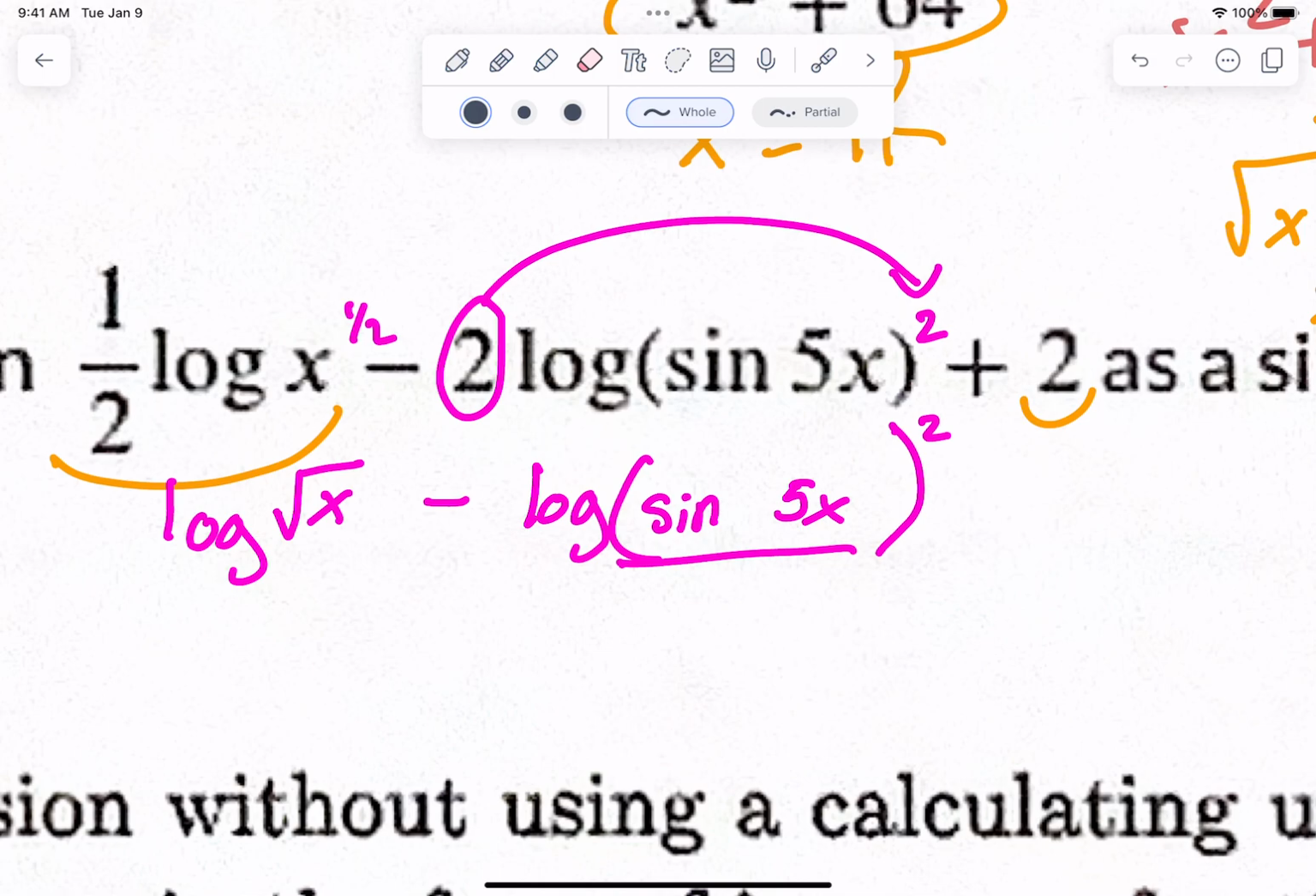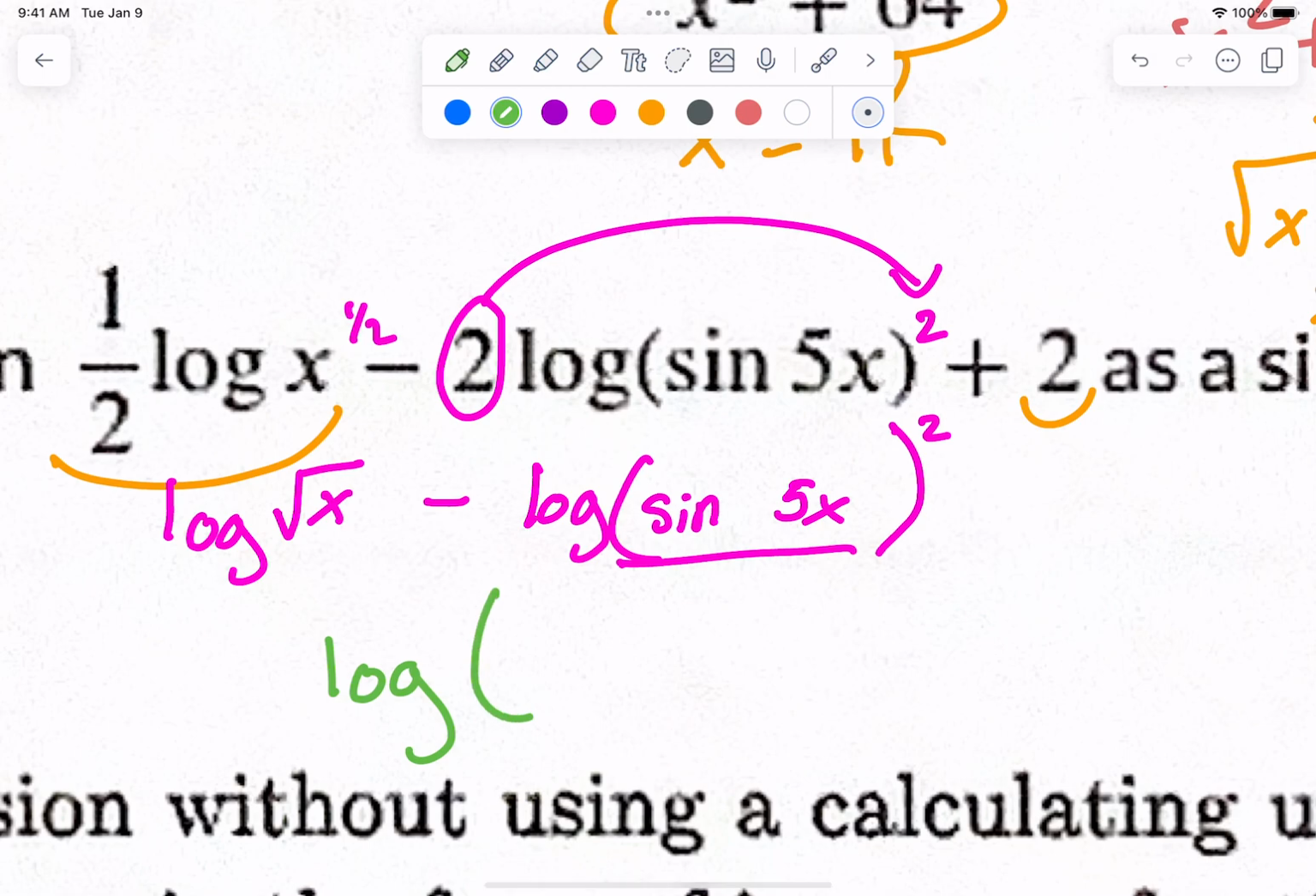Now what? We still have to combine them together to make one. Minus means divide. Okay, what are we dividing? What goes on the top? Square root of x. What goes on the bottom? Sine squared 5x.